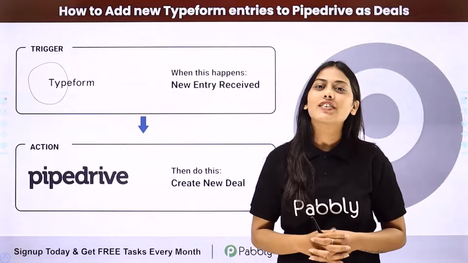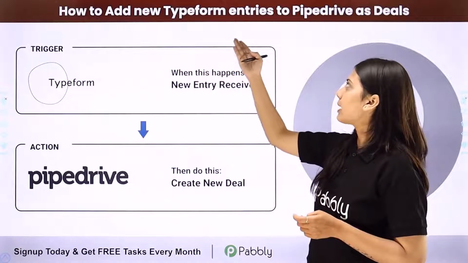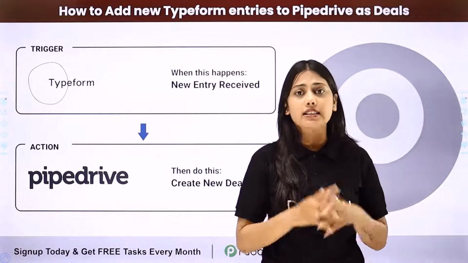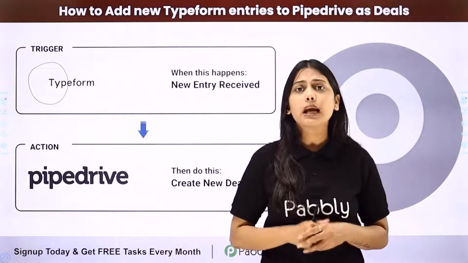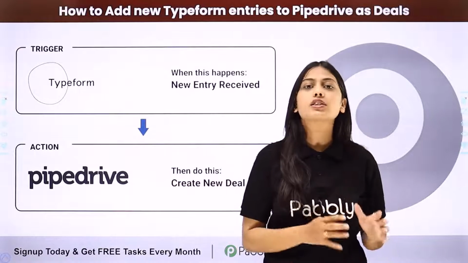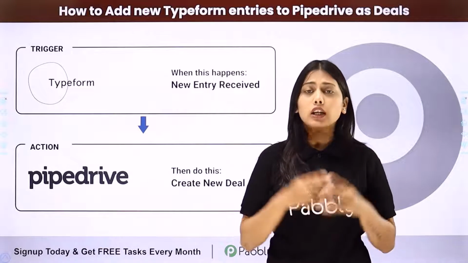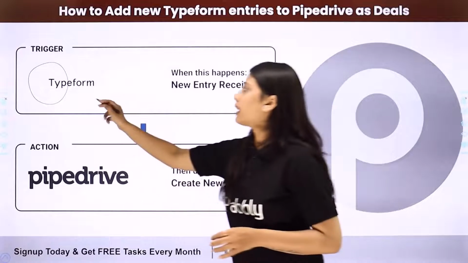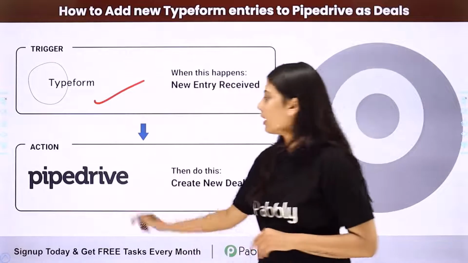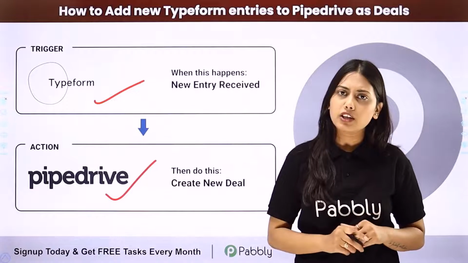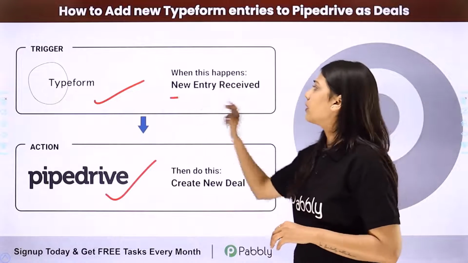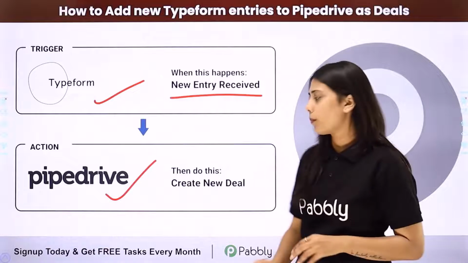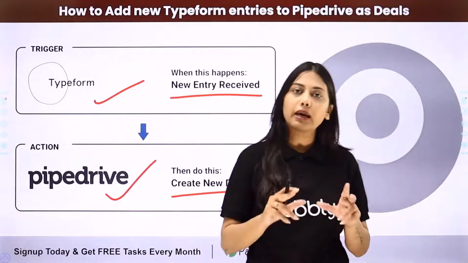Hello friends, today we are going to learn how to add new Typeform entries to Pipedrive as deals. Now Typeform is a form builder application and Pipedrive is a customer relationship management software. Now we will be integrating both these applications in such a manner that Typeform will be our trigger application and Pipedrive will be our action application. For example, whenever a new entry is received in Typeform, a new deal will be created in Pipedrive.